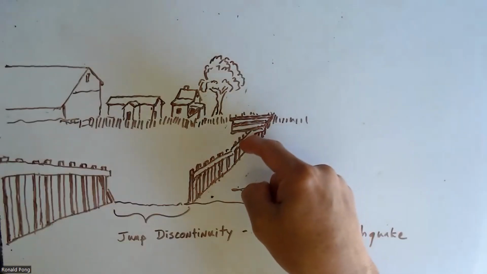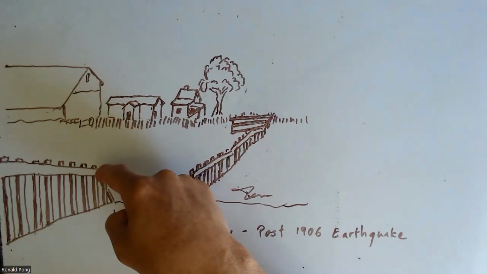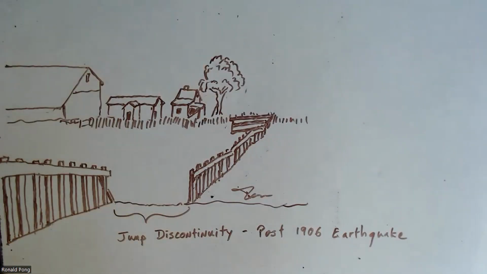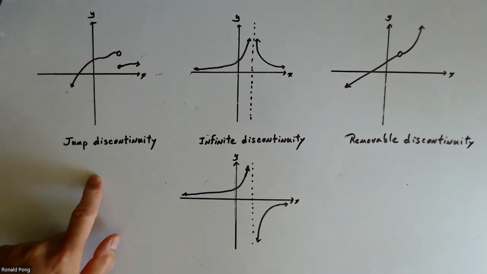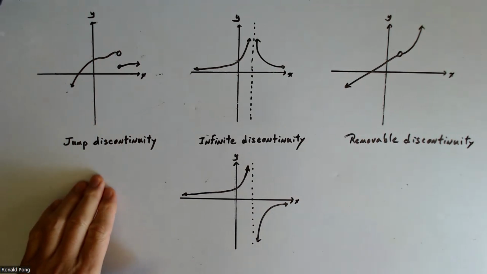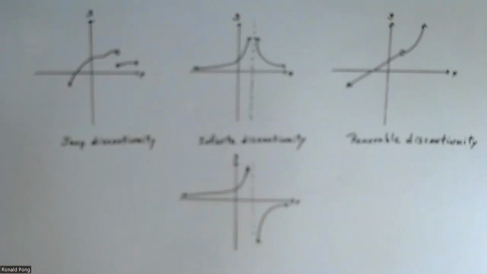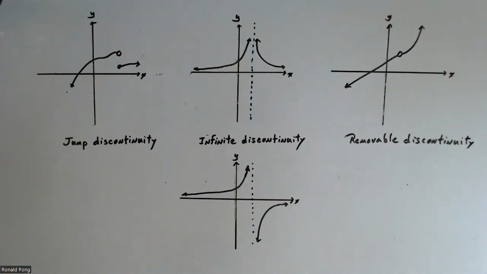If a squirrel were to run along the top of this fence, that squirrel would have to make a jump in order to continue running along the fence. We call this a jump discontinuity. In terms of a graph, which is the easiest way to see discontinuities, we see the jump discontinuity. This looks just like the fence in Marin County following the 1906 San Francisco earthquake. There's a definite gap between the two parts of the function.